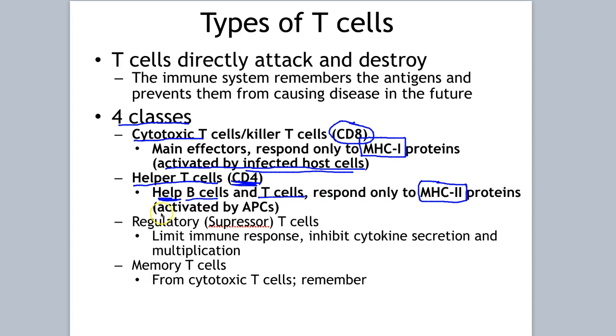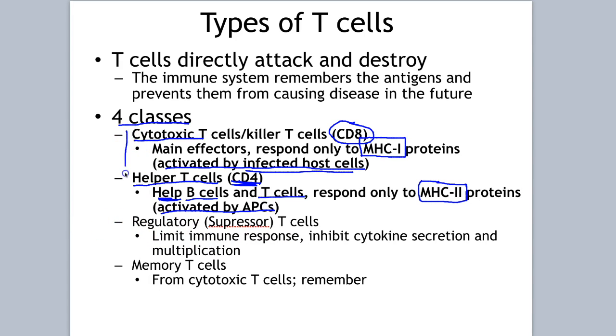MHC2 proteins are found only on antigen presenting cells. I know we talked about those last week. And we're going to take a look at that coming up as well, how their activation works with the antigen presenting cells. All right, and then these other two types of T cells, these aren't quite as important for you to remember, but you do need to memorize these.